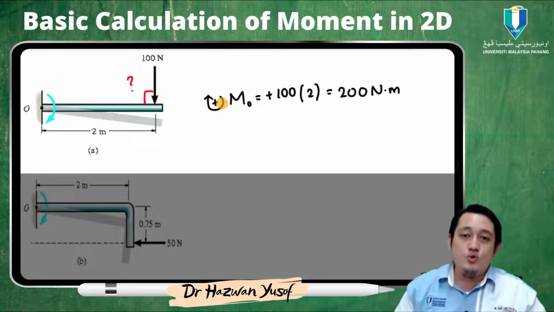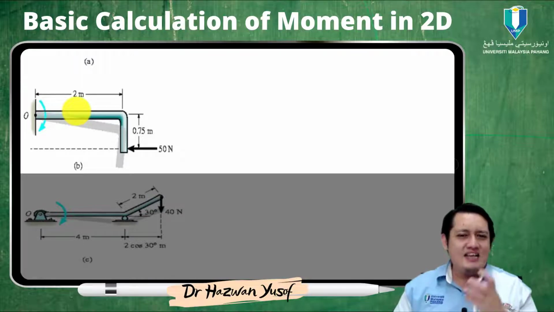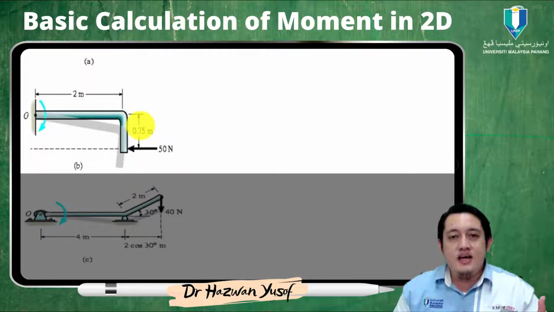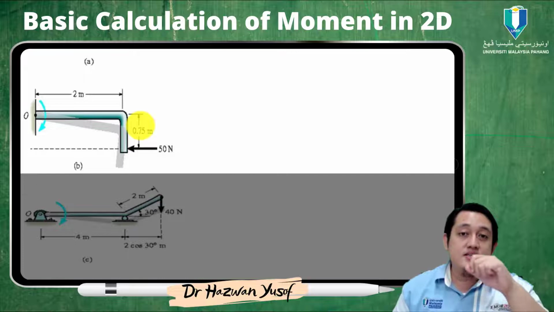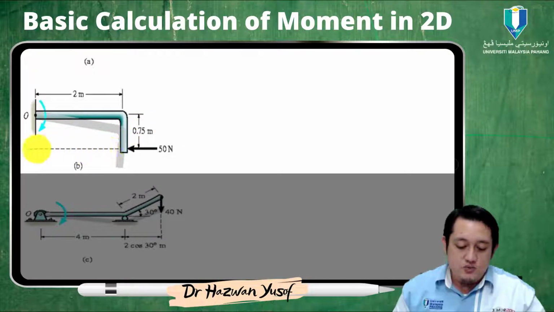Okay, let's proceed to figure B. This one here is slightly tricky, because we have two distances here, which are 2 meter and also 0.75 meter. Which distance do we need to choose? As mentioned earlier, we need to make sure that the distance and also the force must be perpendicular to each other.